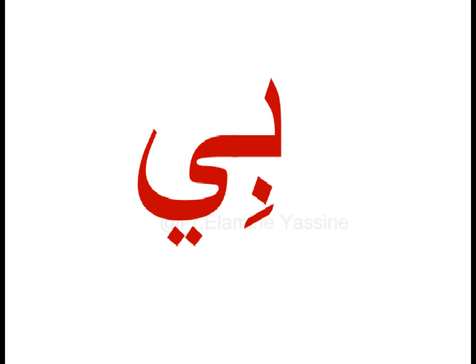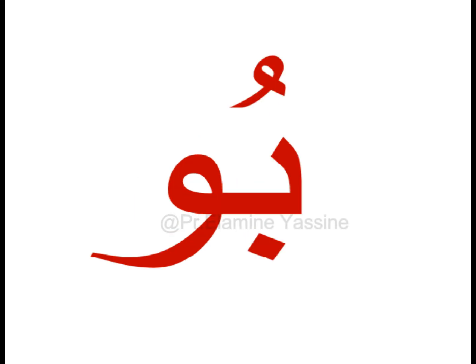Now we will talk about diphthongs in Arabic. A diphthong is when we combine a short vowel with a long vowel of a different sound. Let's take some examples of diphthongs following the letter B. The first example is pronounced bay. The second example is pronounced bow.